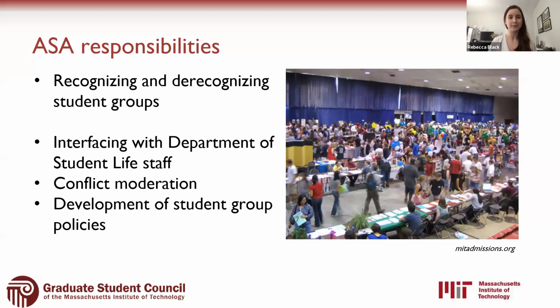We also have some more administrative responsibilities. So we are the connection between student groups and administrative staff in the Department of Student Life to bring any issues that they have to their attention. If there are issues within a student group or between student groups, we can help to arbitrate and moderate those. And also thinking big picture about what does it mean to be a student group? What are the policies that they should follow? How do we actually want to shape student life on campus?